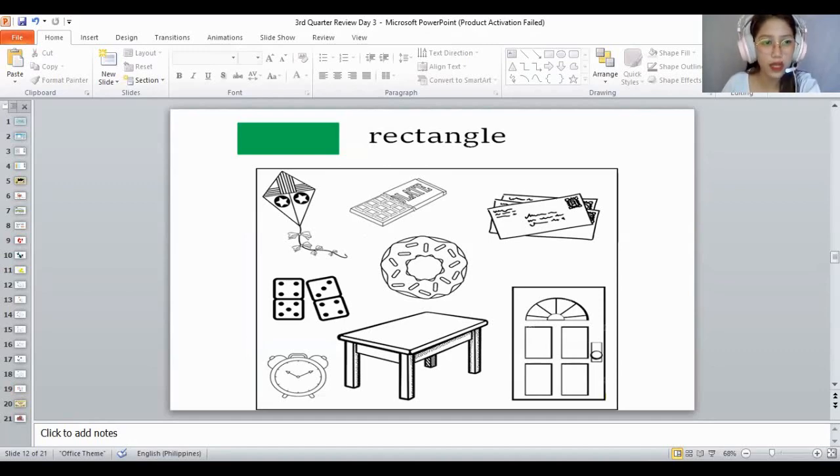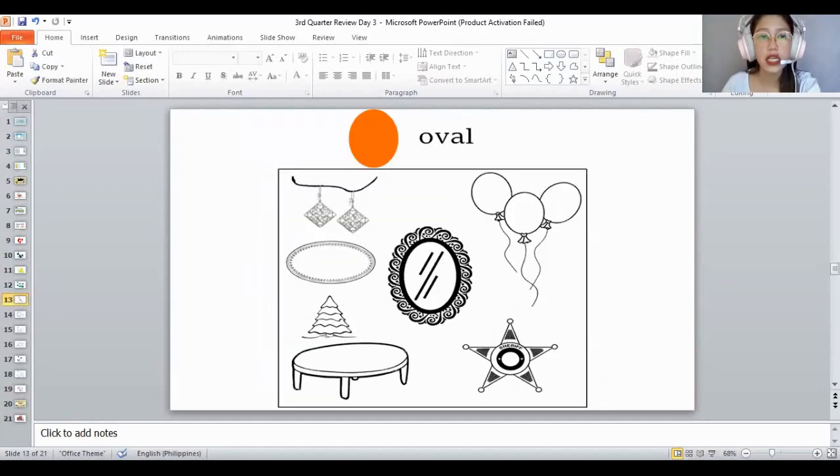Let's move on to the next one. What shape is this? Yes, it's an oval. And we will color all the oval shapes using the color orange. The oval table, this one, the mirror, and the balloon. What shape is this again? It's an oval shape. Very good.